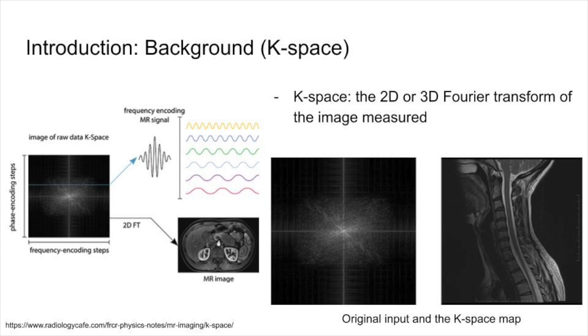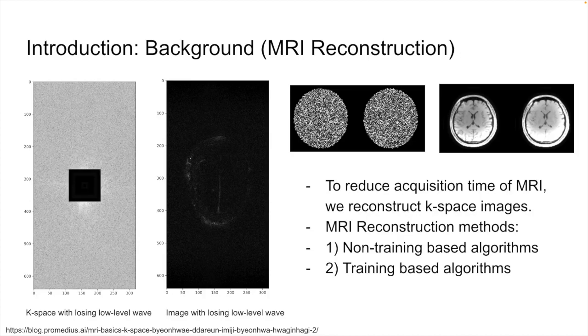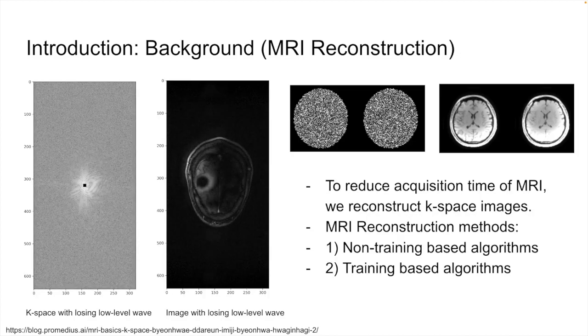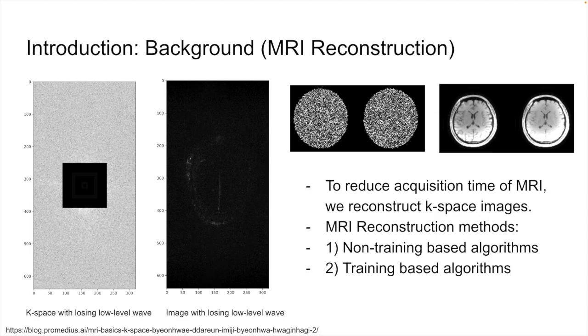K-space can be converted into MR image by Fourier transform. In other words, to reduce acquisition time of MRI, we reconstruct K-space images.